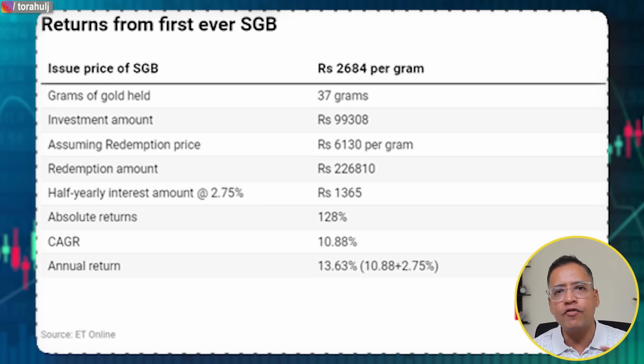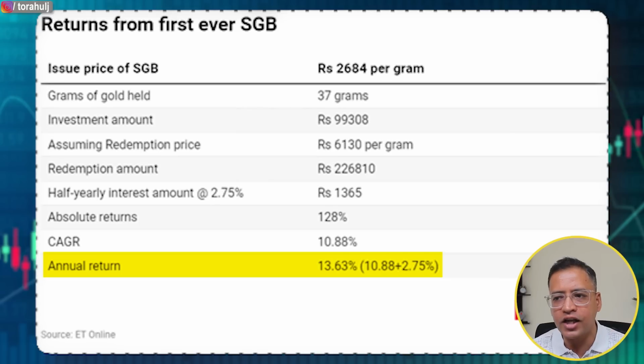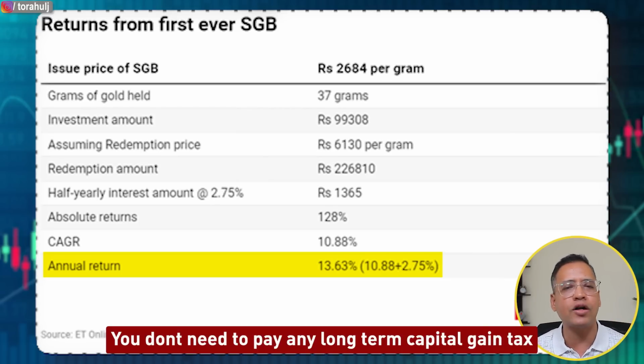Now the beauty of sovereign gold bond is that on this 13.63% every year return, you don't need to pay any long-term capital gain tax. This is the beauty of sovereign gold bond. This is the biggest advantage of sovereign gold bond in my view.